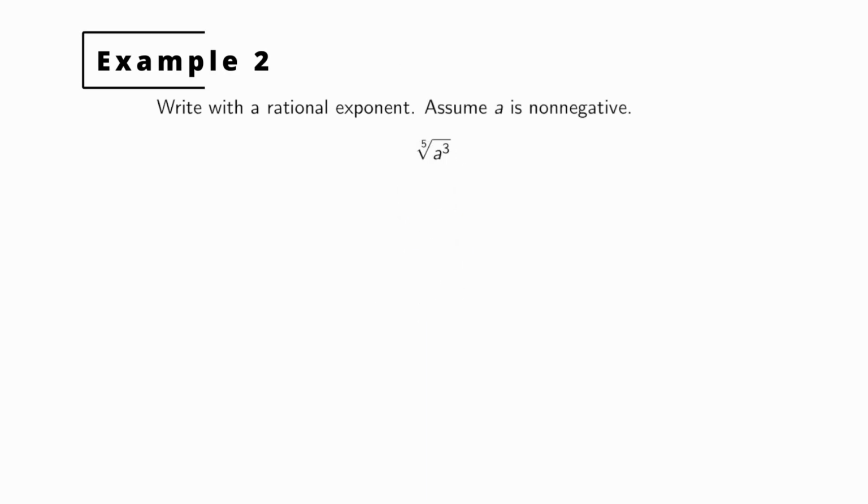Example 2. We want to write this radical expression, the fifth root of a cubed, with a rational exponent instead. We'll assume a is non-negative here. We start by simply converting the fifth root into a 1/5 power. So this becomes a cubed to the 1/5 power. Just like in the previous example, we use properties of exponents to simplify this. A cubed to the 1/5, we simply multiply the two exponents together to get a to the 3/5 power. And that's it.